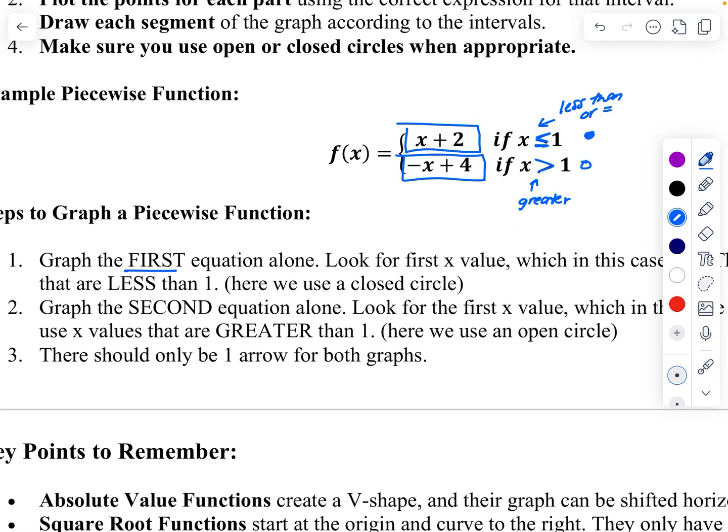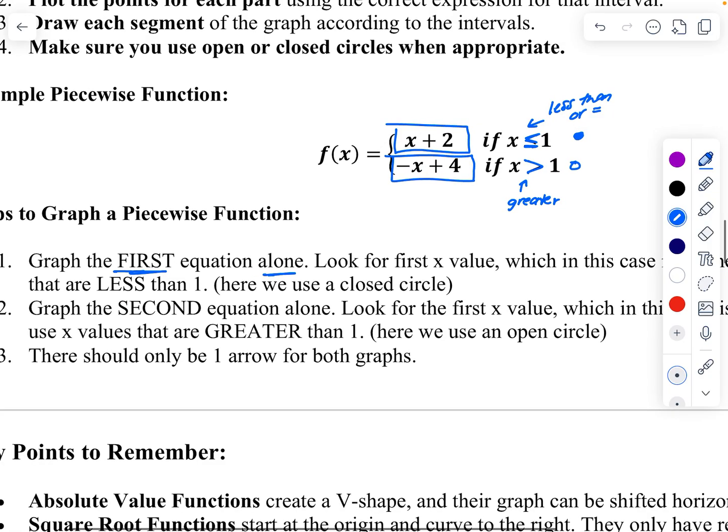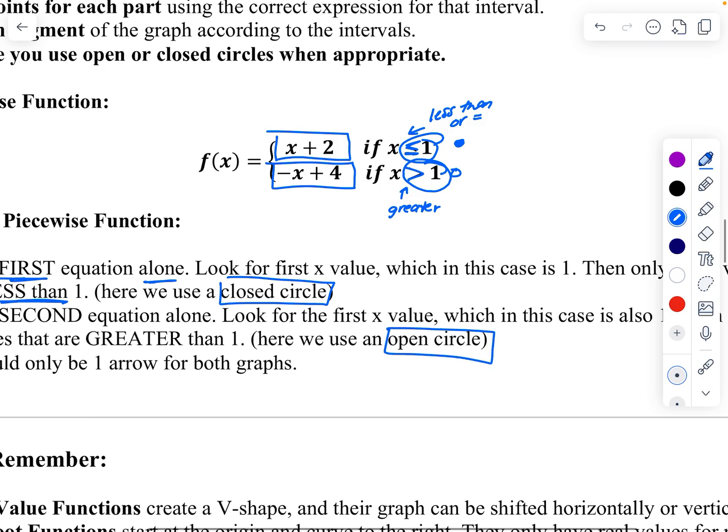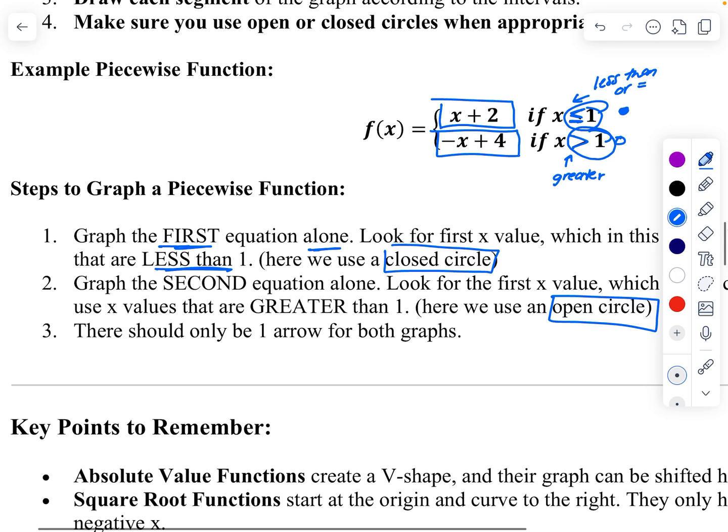You would graph the first equation alone, look for the first x value, which in our case is a 1. So you start by looking for 1, and then you're going to choose numbers that are all less than 1. That's exactly what we said, less than or equal to. And again, we're using a closed circle. For the second equation, we're going to look for that number 1 again, because that's where we're starting. That one's going to get an open circle, and then we're only going to be using numbers that are greater than it. Okay, and there should only be one arrow on each side for those two graphs because it's restricted.